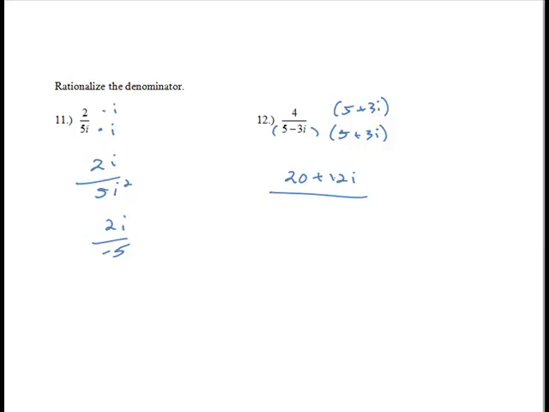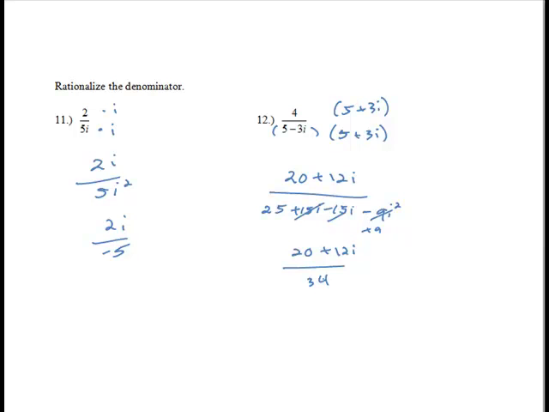The denominator, of course, needs to be FOILed. It becomes 25 plus 15i minus 15i minus 9i squared, which then simplifies to 25 minus 9 times a negative 1, or 25 plus 9, since i squared is equal to negative 1. So that denominator simplifies to 34.